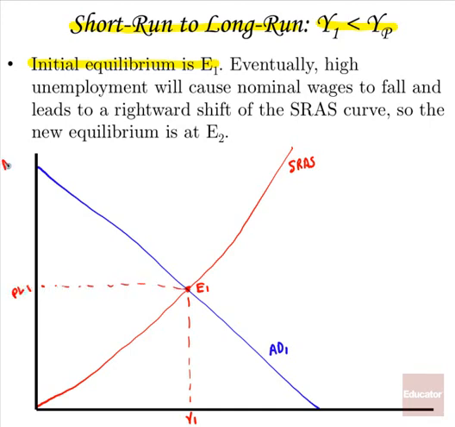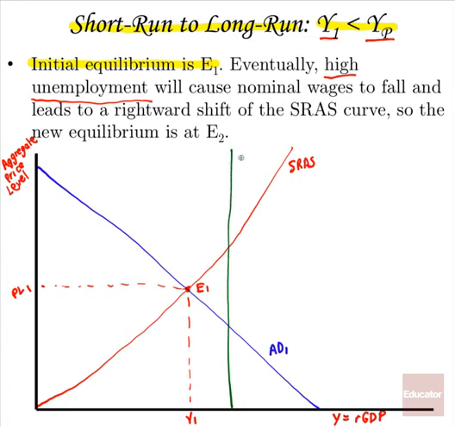Maybe it's probably better to have labeled it first, but let's put the aggregate price level here, and here is Y, which equals our real GDP. And so eventually, high unemployment. Well, if Y1 is less than YP, then Y1 is going to be to the left of YP. So let's draw a straight vertical line to the right of Y1, and this is LRAS.